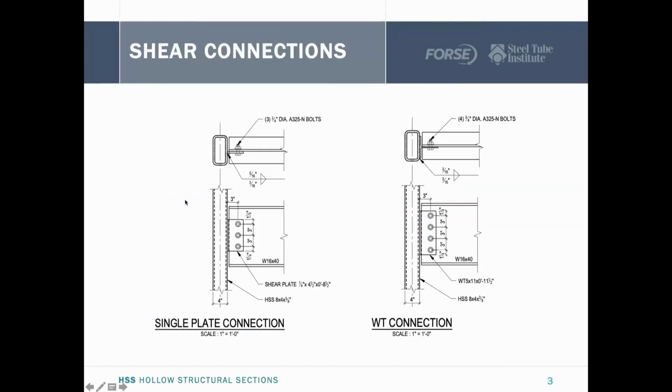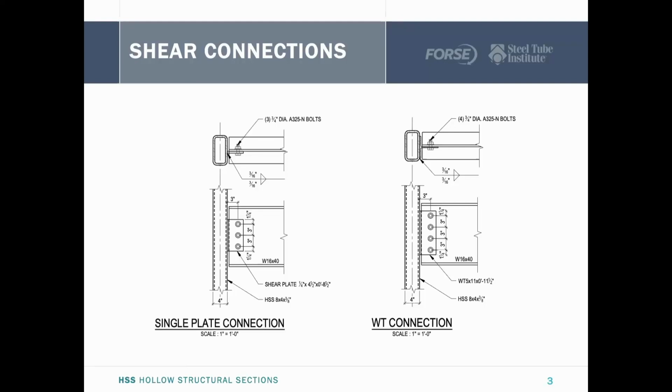All right, so starting with shear connections, these are obviously the most common connections we deal with on many of our jobs. These are all listed from least to most expensive. And so first off, you can see here the single plate connection. Very economical connection here. We're connecting to the face of the HSS wall with a single plate. Can be bolted or welded to the beam, but most often it's bolted for ease of erection. And then it's welded to the face of the tube.